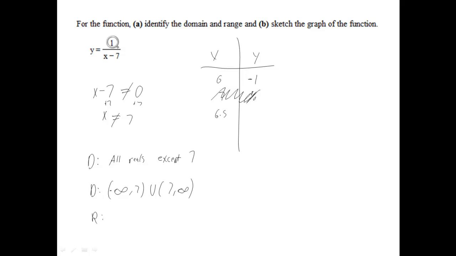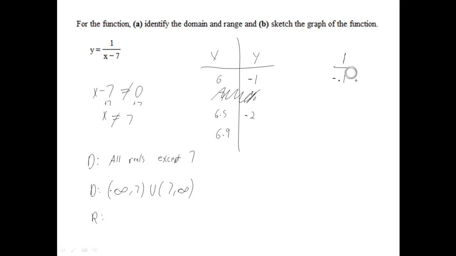What if we did 6.9? If you plug in 6.9 here, it's 1 over negative 0.1. If you take 1 and divide it by a tenth, dividing by a tenth is the same thing as multiplying by 10 over 1, so it's going to be negative 10.